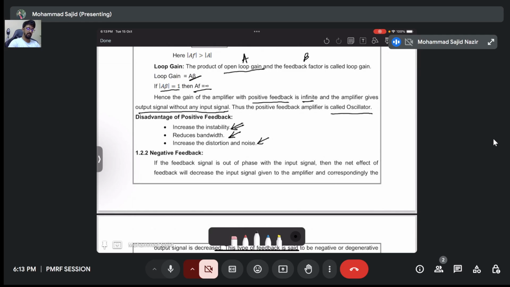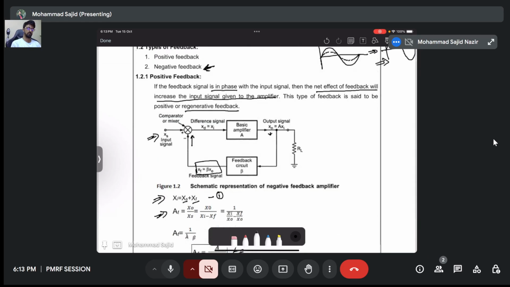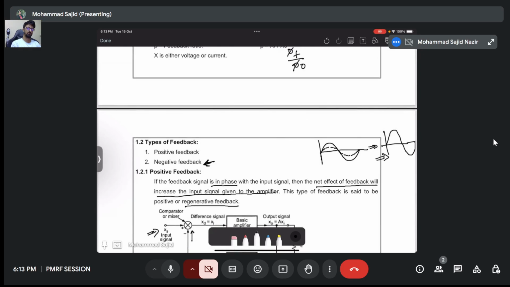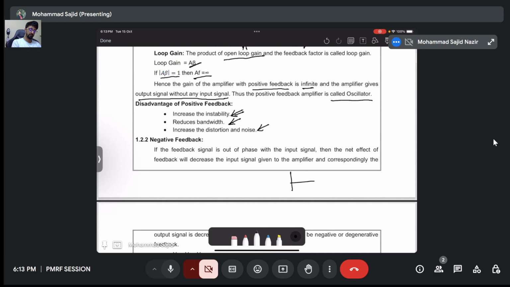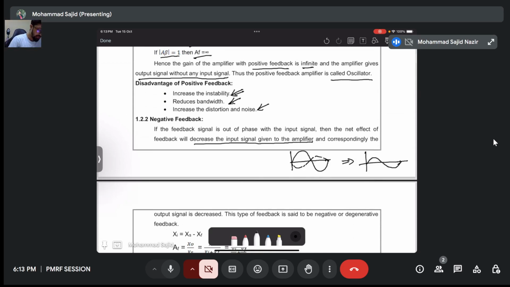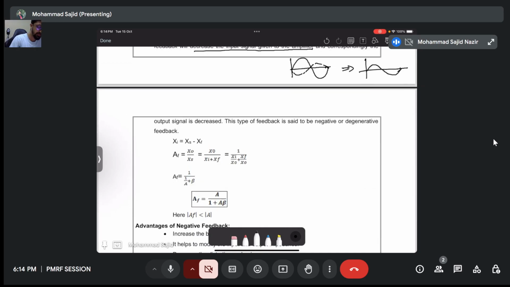If the feedback signal is out of phase, I told you here that it is in the same phase. Now what if it is opposite? Let's say I have a signal like this, and I have another signal, the feedback signal, like this. So what will happen? The amplitude will decrease, right? So this is a negative feedback. It will decrease the input signal given to the amplifier, and correspondingly the output signal is decreased. This type of feedback is said to be negative or degenerative feedback.